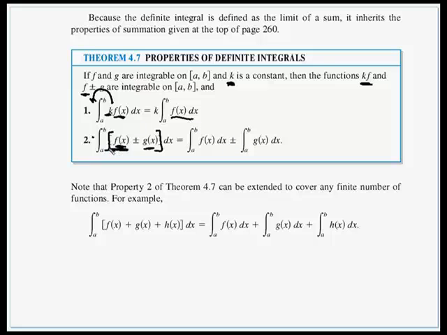The integral of the first part from a to b of f of x dx, plus or minus, whatever the case may be, the integral from a to b of g of x dx. Note that property 2 of this theorem can be extended to cover any finite number of functions. We could have the integral from a to b of f of x plus g of x plus h of x and break that into 3. Or if it was 4 or 5 or 6 functions, this property still holds.